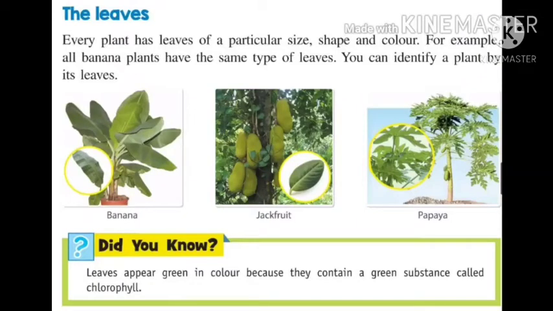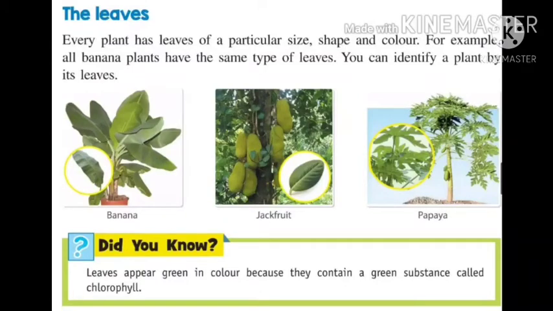So the leaves of different plants are not the same. But if we observe the same plant, we will find all the leaves are the same. For example, if we observe a banana plant, we will find all the leaves are the same. But if we observe a banana plant and a papaya plant, we will find the leaves of these two plants are different.